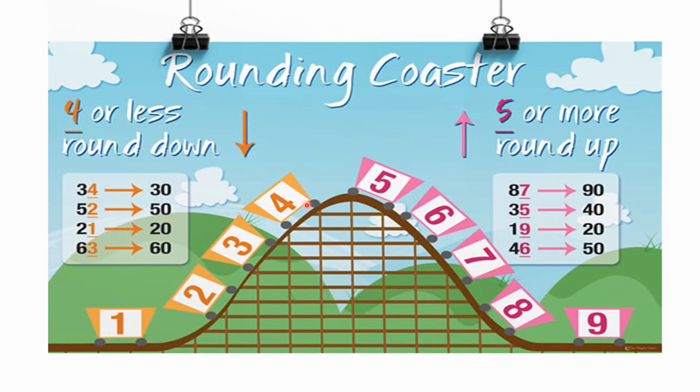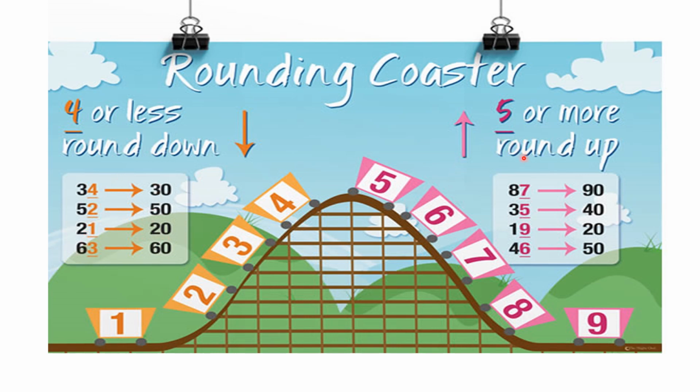We should remember this rounding rule every time we round off. That is related to round up and round down. If the particular digit is 4 or less, then it will be rounded down like this: 34 will be 30, 52 will be 50, 21 will be 20, 63 will be 60. It is round down. All the values after rounding off are less than the actual values.